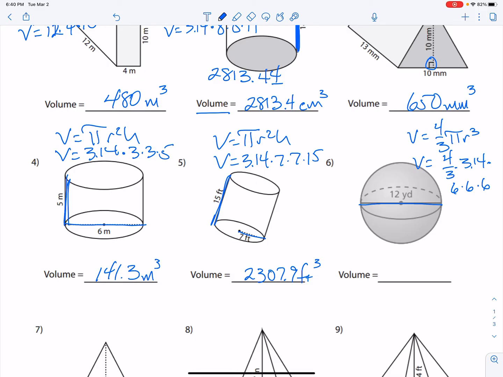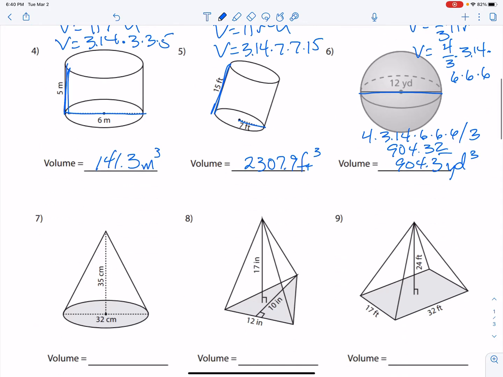So again, a very demonic problem. If you remember correctly, the way we type this into the calculator is 4 times 3.14 times 6 times 6 times 6, and then you divide by 3. If you type it in that way, you should come up with an answer of 904.32. And since we're rounding to the nearest tenth, this 2 doesn't do anything to the 3, so our answer is just 904.3 yards cubed.